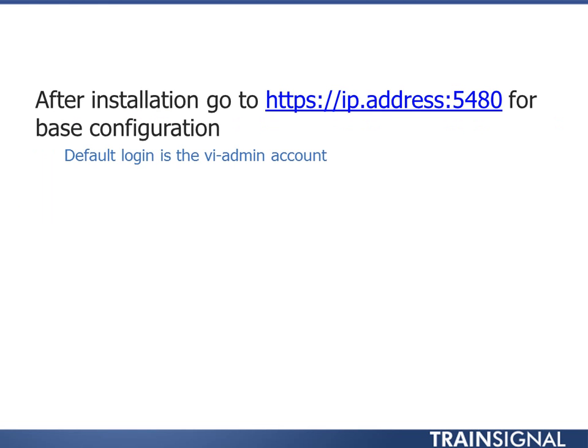After installation, you want to go to HTTPS, the IP address of the VMA, and port 5480 for some base configurations. The default login is the VI admin account, and you'll set the password for that as we install the appliance. But really, you may not need to do anything on port 5480, but it is where you do updates. It's where you can change time information. It's where you can set other things like change the network later if you want to. So it's a good idea to get used to it.